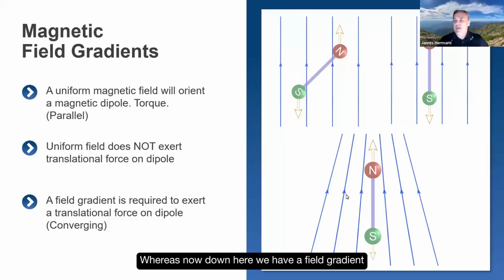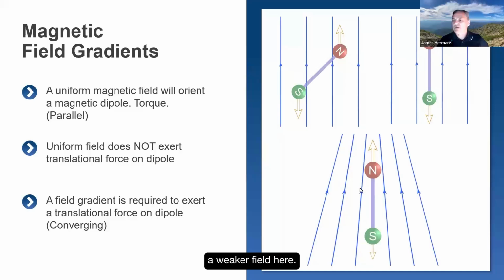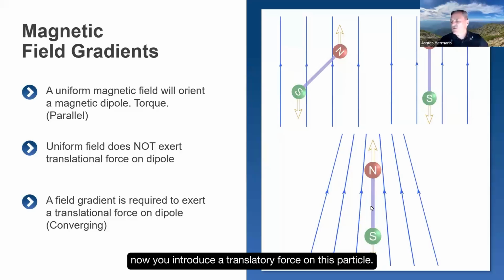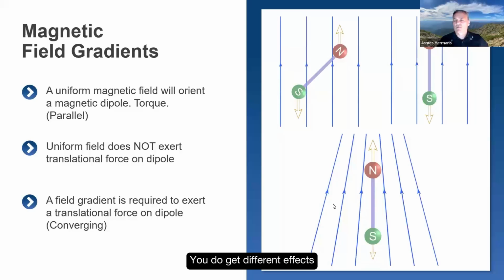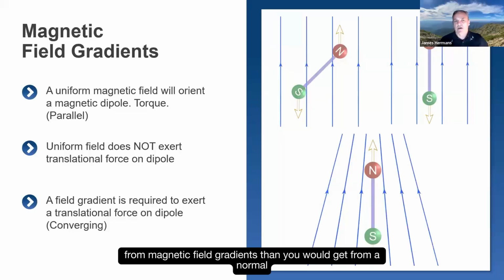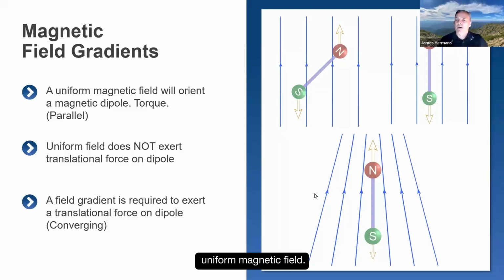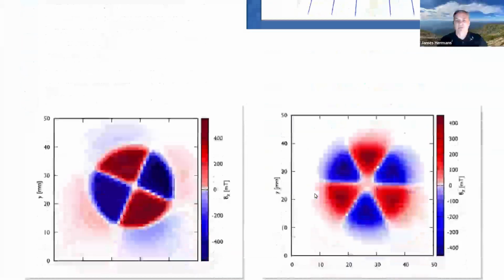Whereas now down here, we have a field gradient, and you've got where the lines are converging here. So you've got a stronger magnetic field here, a weaker field here. So this pole here has a stronger force. This is a weaker force. So now you introduce a translatory force on this particle. So you do get different effects from magnetic field gradients than you would get from a normal uniform magnetic field.